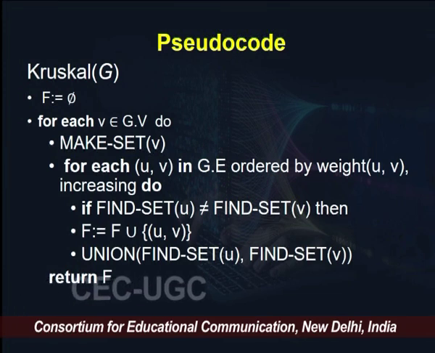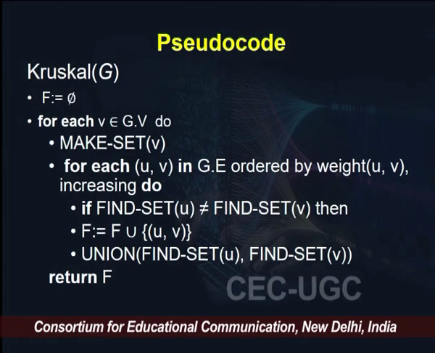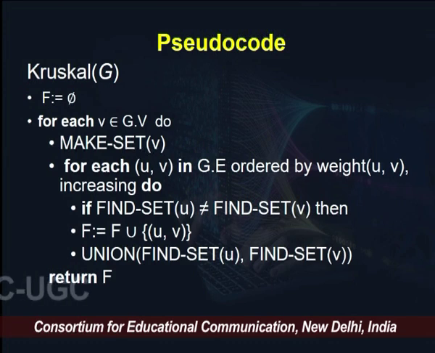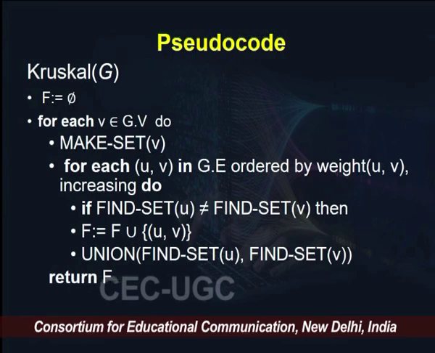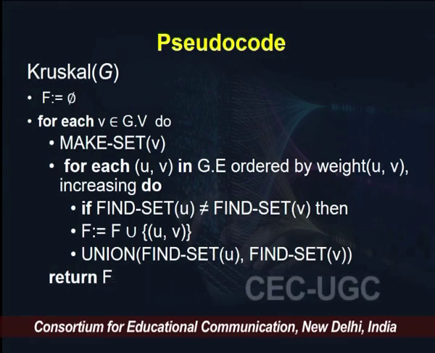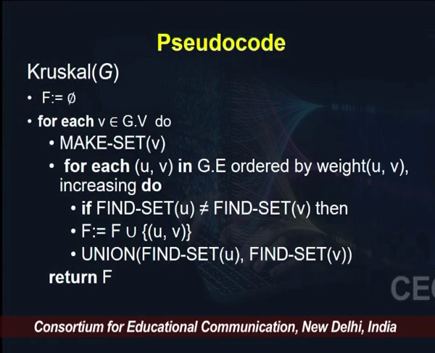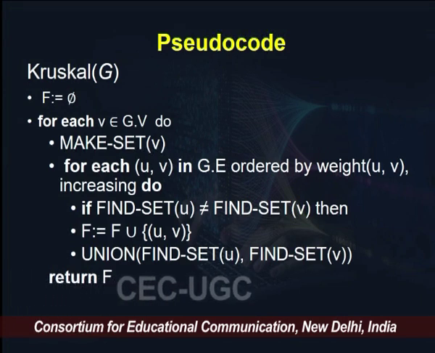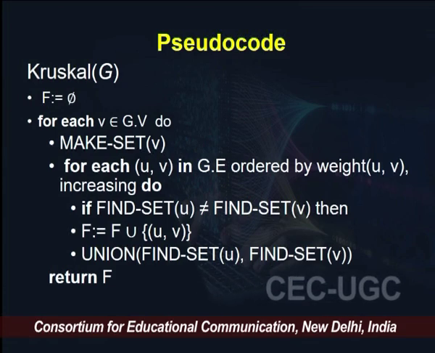Then, in order to check the presence of a cycle, we have used find set u and find set v, and in order to combine the components, we have used union of find set u and find set v. So, with the help of this union find data structure, the implementation of Kruskal's algorithm has become a lot simpler. Now, this was pseudocode, or more specifically, an algorithm of Kruskal's technique to find the minimum spanning tree.